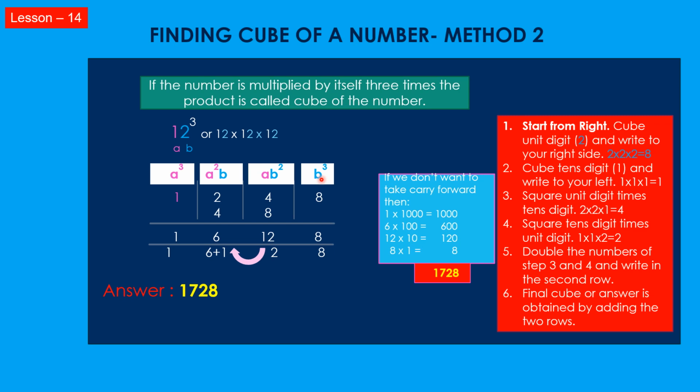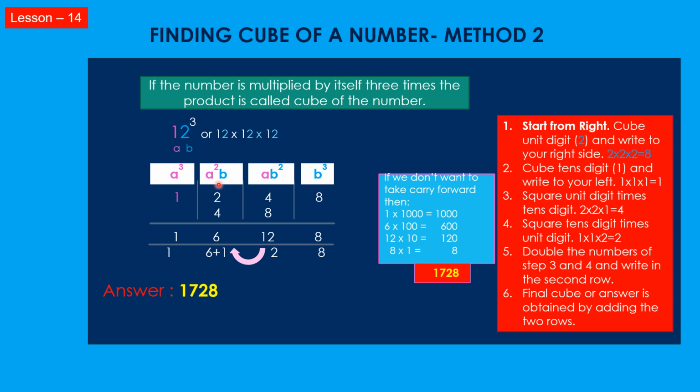So first column you do A cube, last column you do B cube. Start from right, you cube the B here. B here is 2. So when you cube 2, you get 8. So write down 8 here. Then you cube A. A is 1. So 1 cube is 1. So in the next column is A into B square. A is 1. So 1 into 2 square, you get 4.